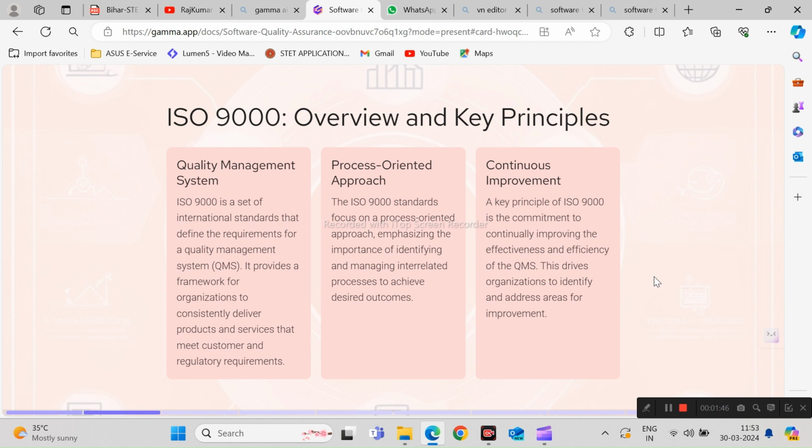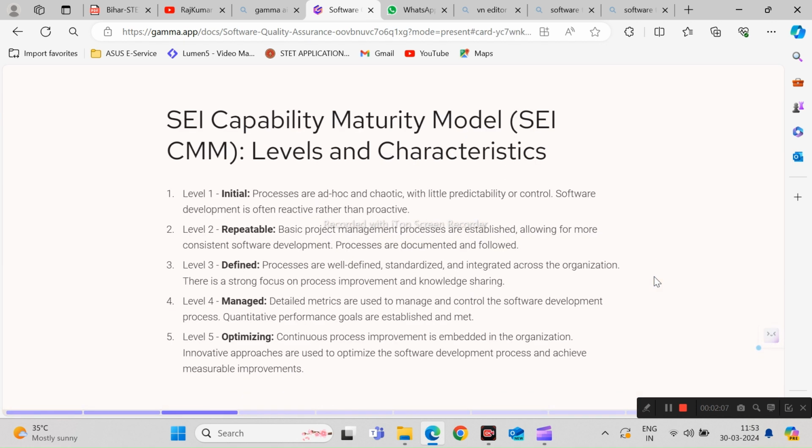A key principle of ISO 9000 is the commitment to continually improving the effectiveness and efficiency of the QMS. This drives organizations to identify and address areas for improvement. Move ahead and see the SEI CMM, capability maturity model, its levels and characteristics. The first level, initial. The second one is repeatable. The third one, defined. The next, managed and optimizing.